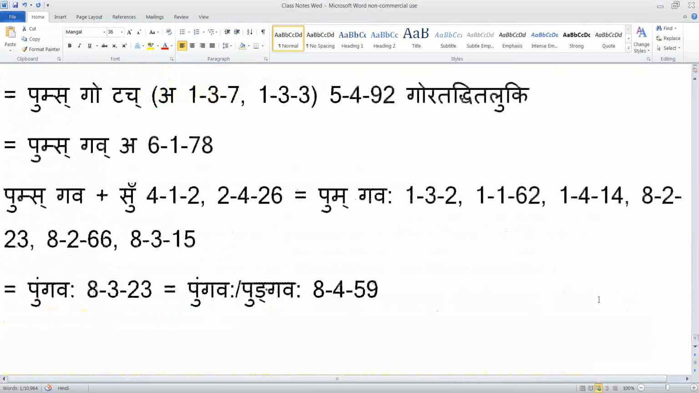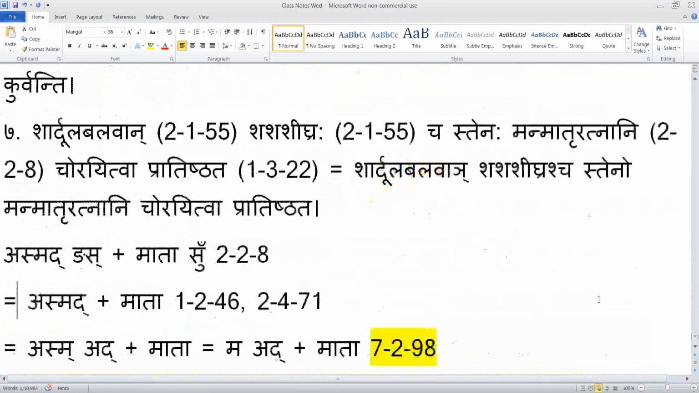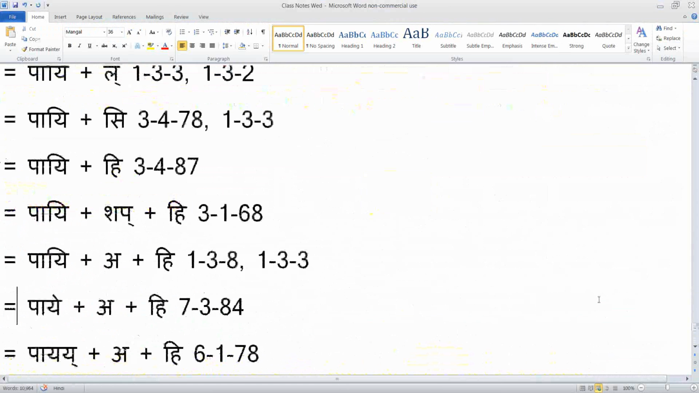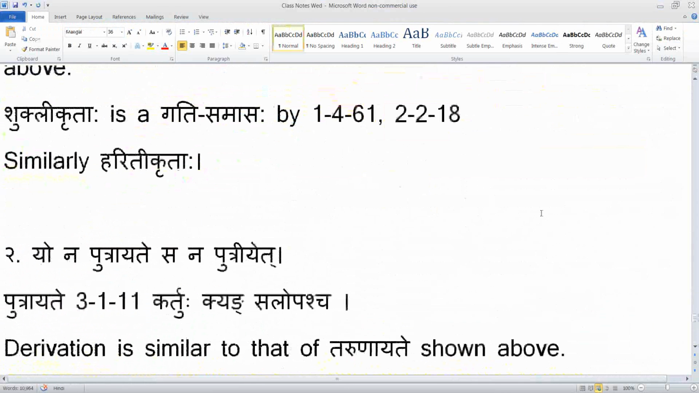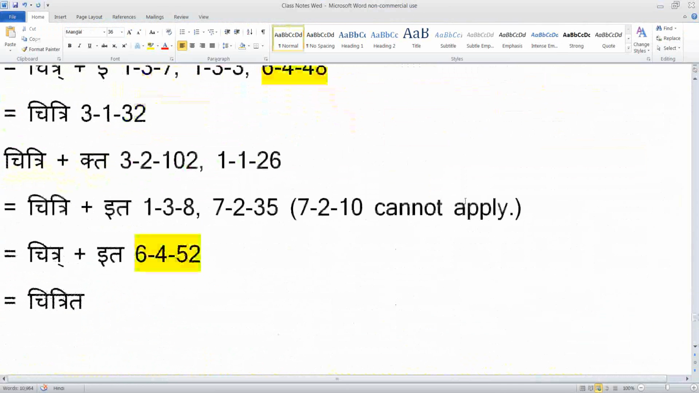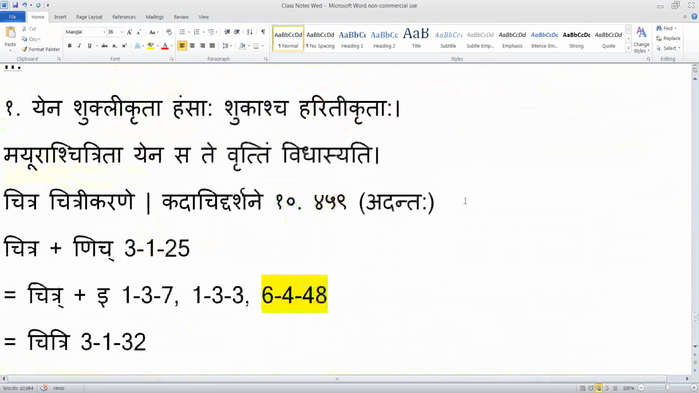We have this form, and we have two of them in this shloka. We have shukli kritaha hamsaha and hariti kritaha. So something which was not white is made white. Something is transformed to white, and it was made like that. And then something which was not green is made green. It's transformed to green. So by whom? Yena bhagavata ishvarena, by whom the swans were transformed into white, and the parrots were transformed into green.